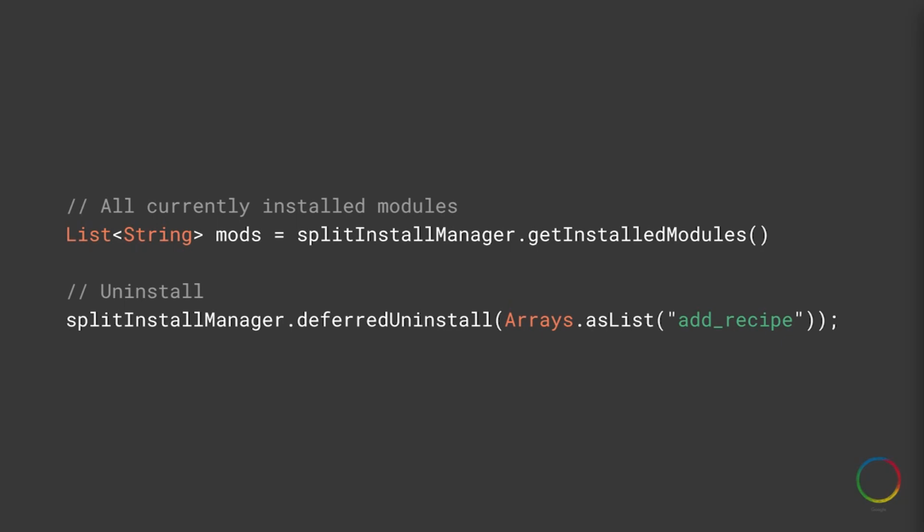The split install API also allows you to manage your on-demand modules. You can see which modules are installed, and you can choose to uninstall modules that are no longer required by the app, freeing precious disk space for your users.